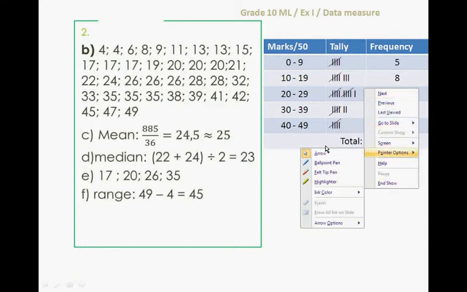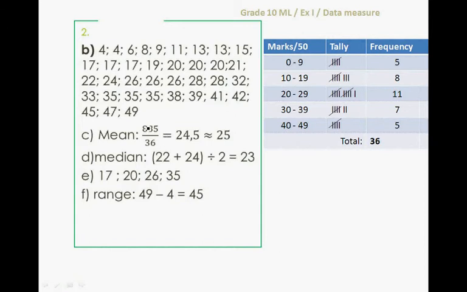So 885 divided by 36 is 24.5, and that is more or less 25. Right, now if we scratch off values, matching 4 and 49, 4 and 47, etc., carry on and on, we get that there are two values in the middle. 22 and 24 are left over. So what we do is we say 22 plus 24 divided by 2.